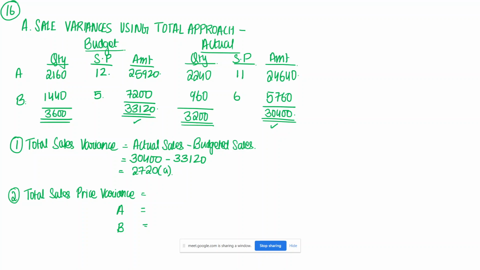Which price should I take first? Actual first or standard first? Very good. So first we are going to take the actuals first.